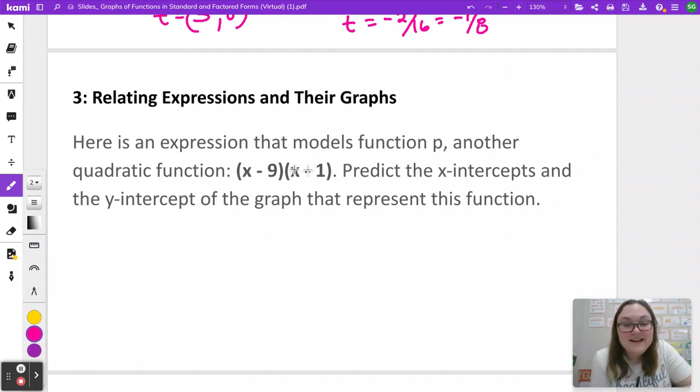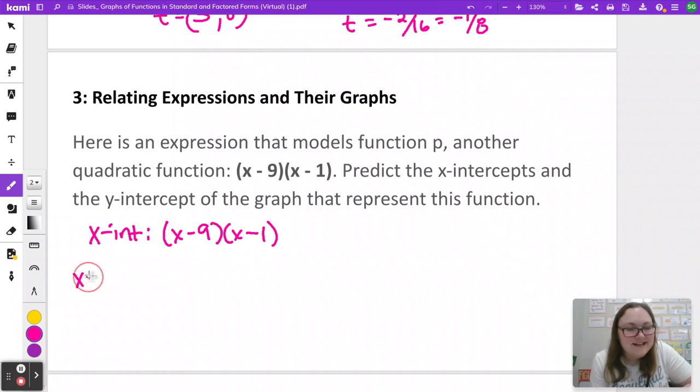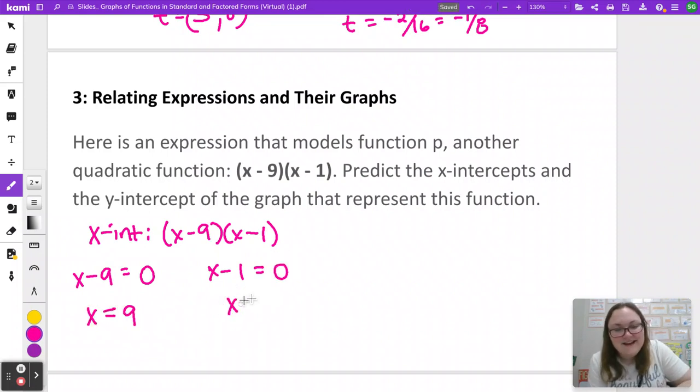Well, first, we are given this right here, and this I know is in factored form. I know it's in factored form because I see those parentheses, I see it's written as a multiplication problem, and we have said factored form helps you with the x-intercepts. So to find our x-intercepts, I am using factored form to help. We said in order to find those x-intercepts, you are setting each part equal to 0. And when we do that, here you get x equals 9, and here you get x equals 1. There are 2 x-intercepts, and they are at the points (9, 0) and (1, 0).